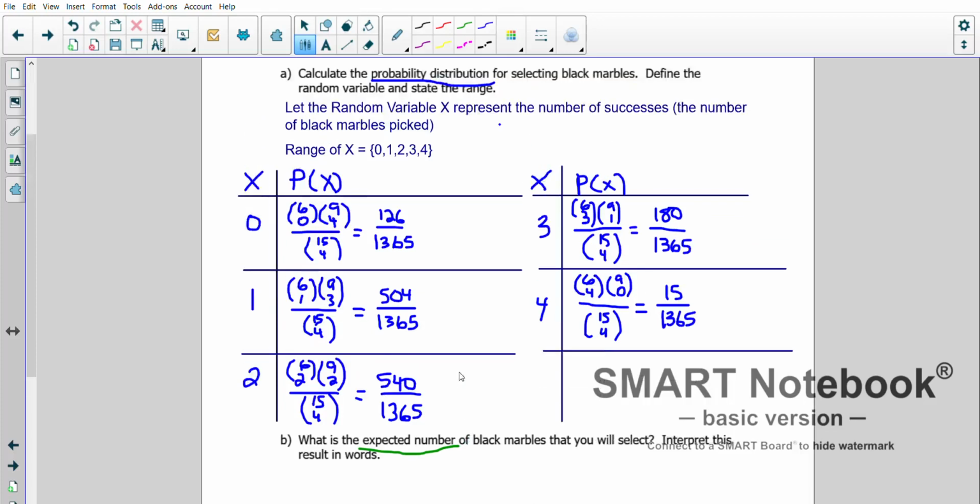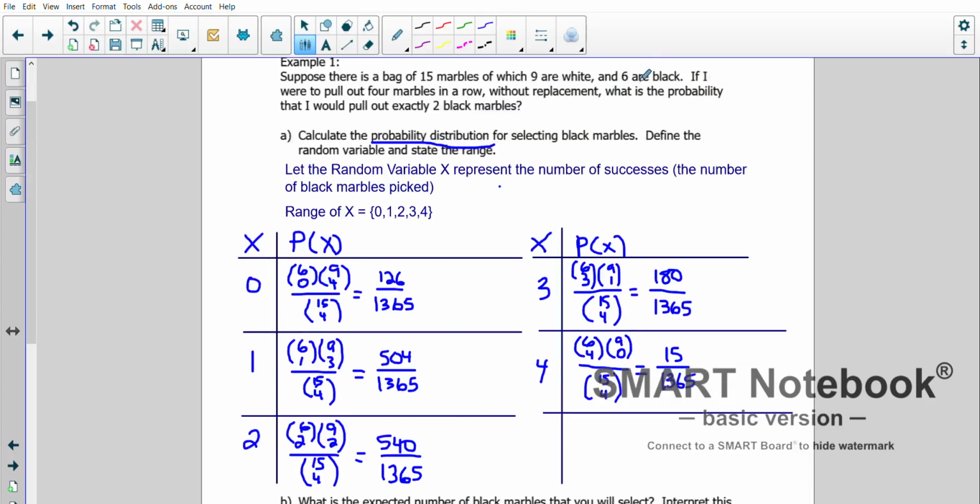And just looking at the question, you see that there are fewer black marbles than white marbles. So if you're picking 4 times, you wouldn't expect 2 black and 2 white on average. You're probably going to expect, on average, less than 2, because you're more likely to pick out a white marble since there are more of them.